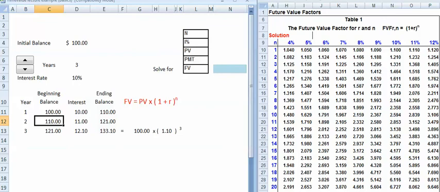If we were to solve this using our financial calculator, we could enter 3 for the number of periods, 10% for our interest rate, and $100 was our present value. We'll put 0 in for the payment. The payment field will be reserved for annuities, which is a series of equal payments over time. And then finally solve for the future value. And notice we get $133.10.